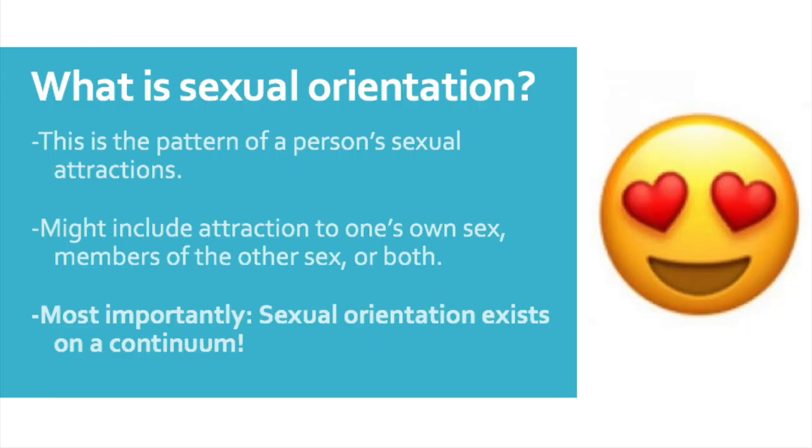So what is sexual orientation? This is going to be the pattern of a person's sexual attractions, and this can be someone that's attracted to their own sex, members of another sex, or both sexes. But the most important thing that we want to recognize is that sexual orientation exists on a continuum.